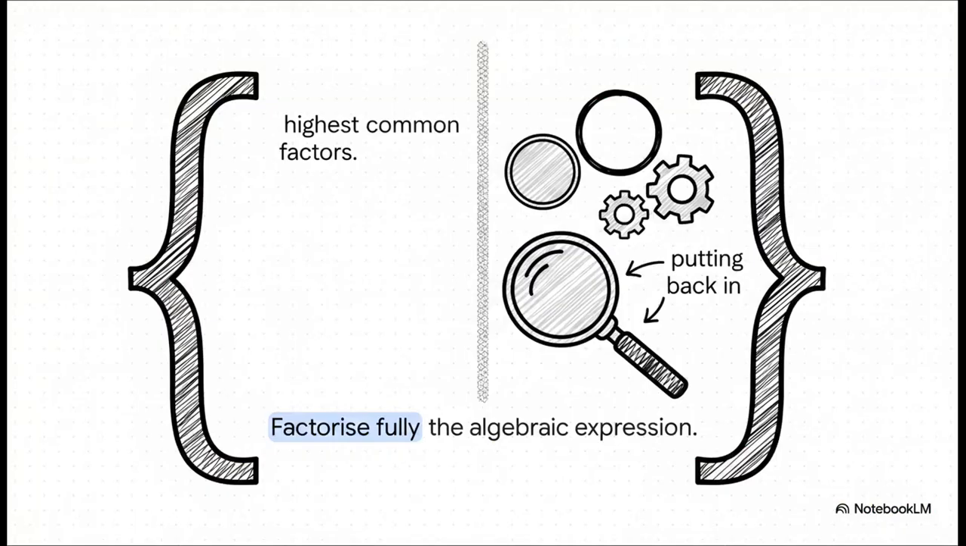This one flips the script. It asks us to factorize fully, 6x squared plus 15x. Unlike part A where we were breaking things out of brackets, here we need to put the expression back into brackets by hunting for the highest common factors. And notice that word fully? Yeah, that is doing a ton of heavy lifting here.